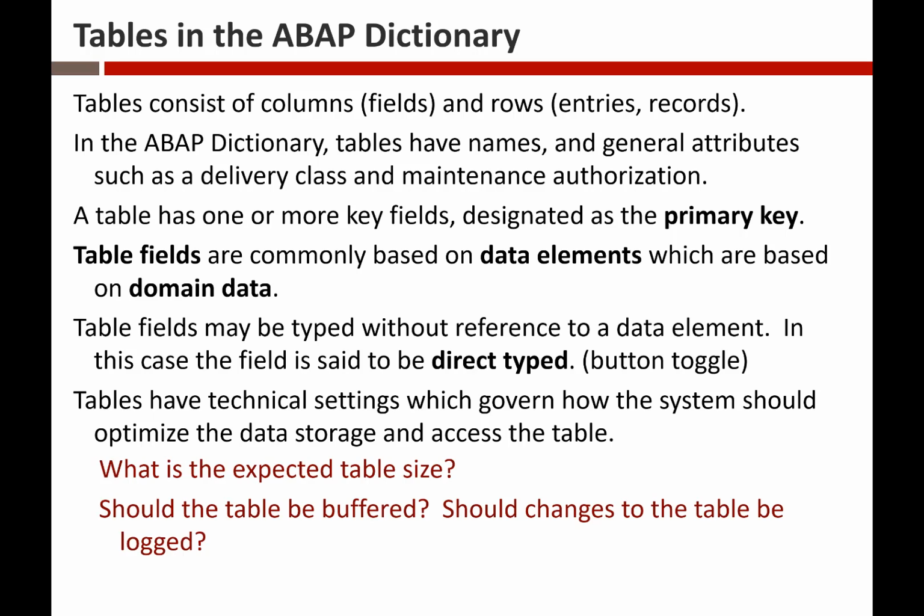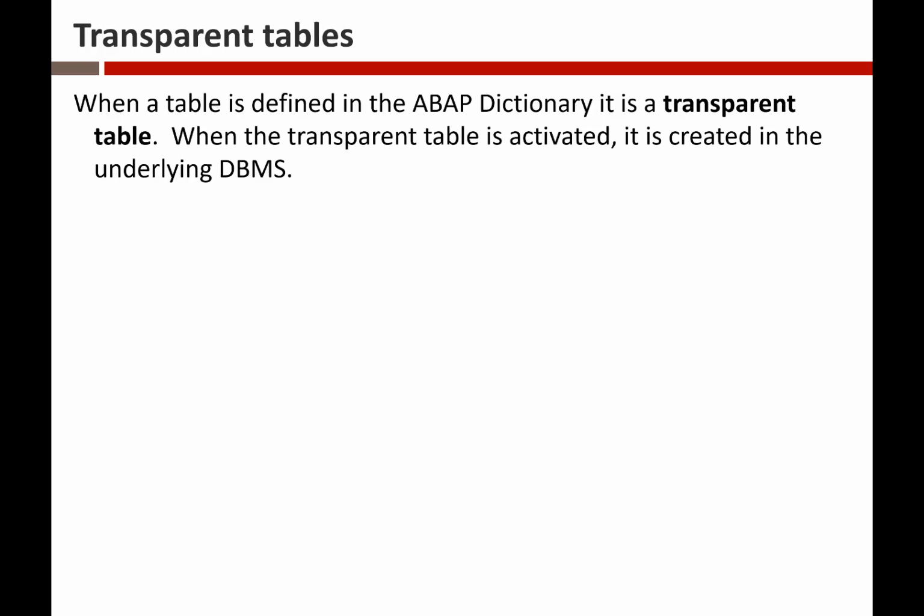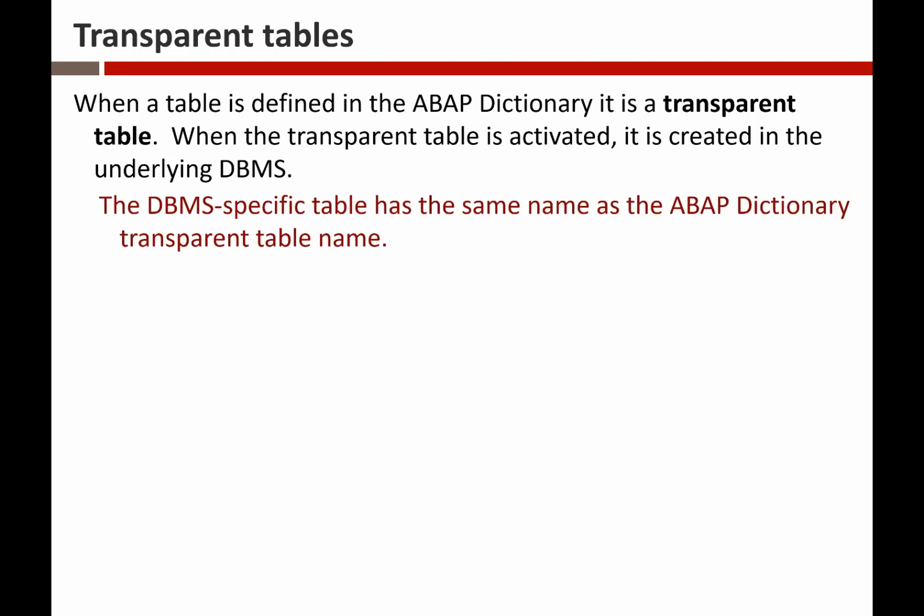Let me go over one set of facts and then we'll actually walk through this. When we go into the ABAP dictionary and define a table, what we are actually doing is called creating a transparent table. A transparent table becomes a real database table when we activate it. So we'll define the structure of a database table and save our work as we go along, but at that point, the database table has not been created. When we hit the activate button, the database table gets created in the underlying database management system.